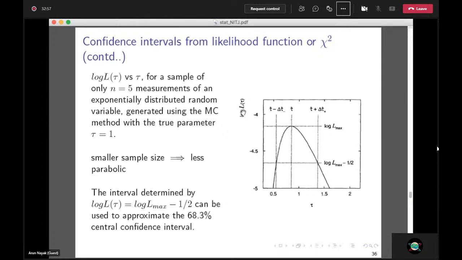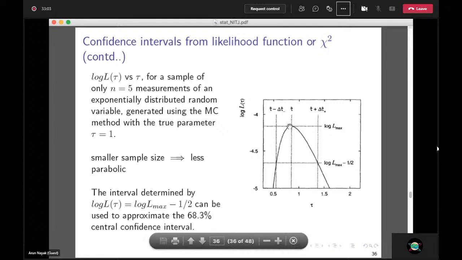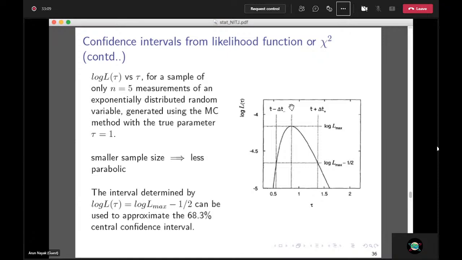When you plot log of L as a function of tau, this is the maximum value, where you get your estimate. As you vary tau, this log likelihood decreases, and where it decreases by one half, this gives you the one standard deviation, right?